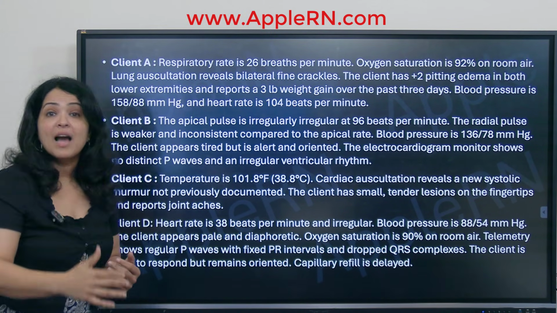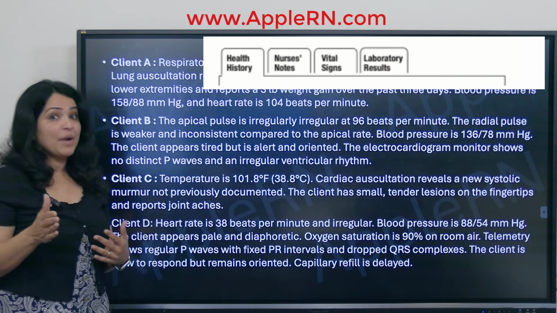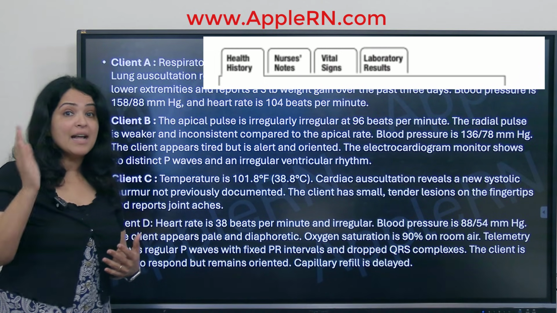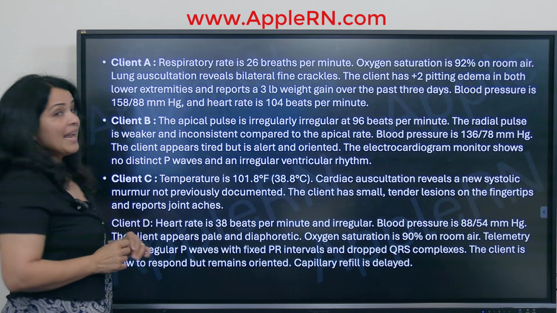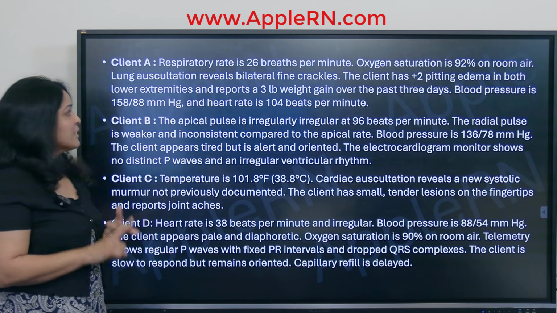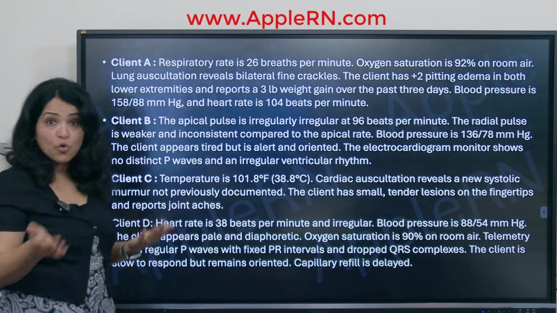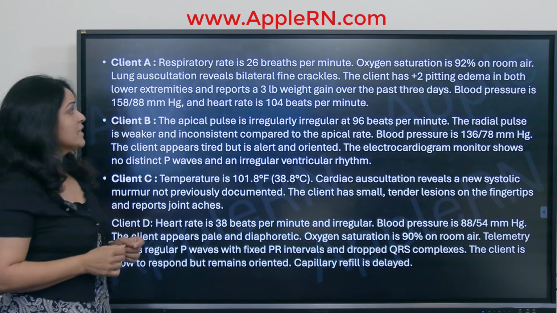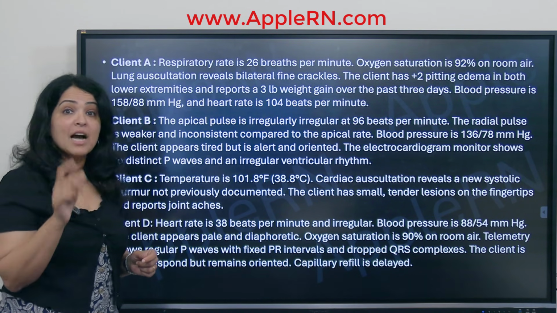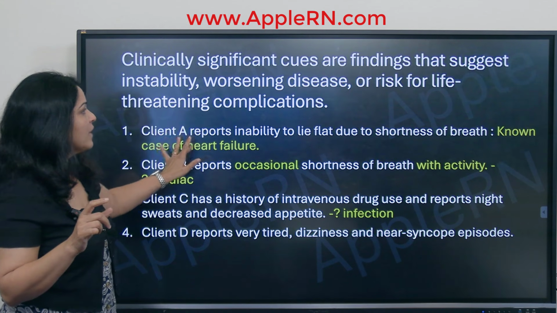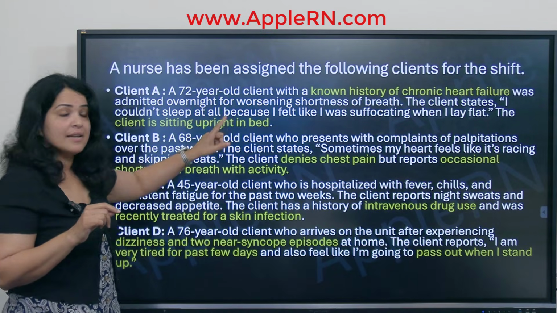You may have a lot of lab studies. You may get more diagnostic studies and results. So be prepared for that. Be prepared to read a lot and think a lot in your exam. Okay, client A, this is what we know now. Respiratory rate is 26, oxygen saturation is 92 in room air, lung auscultation reveals bilateral fine crackles. Now remember, client A is our chronic heart failure patient, with a history of chronic heart failure.